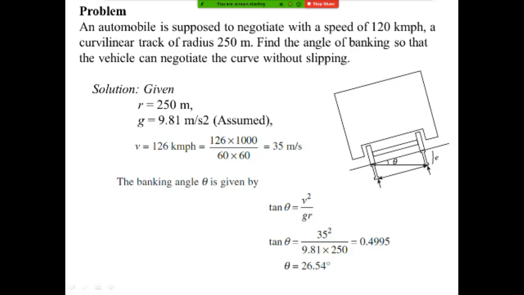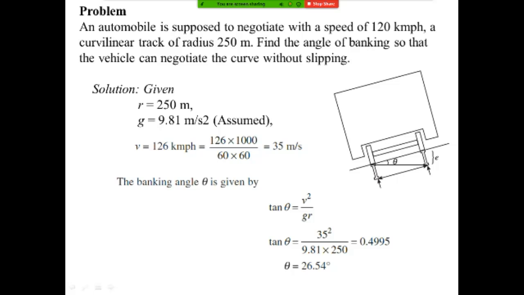Then you will get theta is equal to 26 degrees 54 minutes. At this angle, if you make a road with a slope of 26.54 degrees, your vehicle will cross that curve at 120 kilometers per hour safely without slipping. Okay, can you explain it again, sir? This one now? Yes, sir.